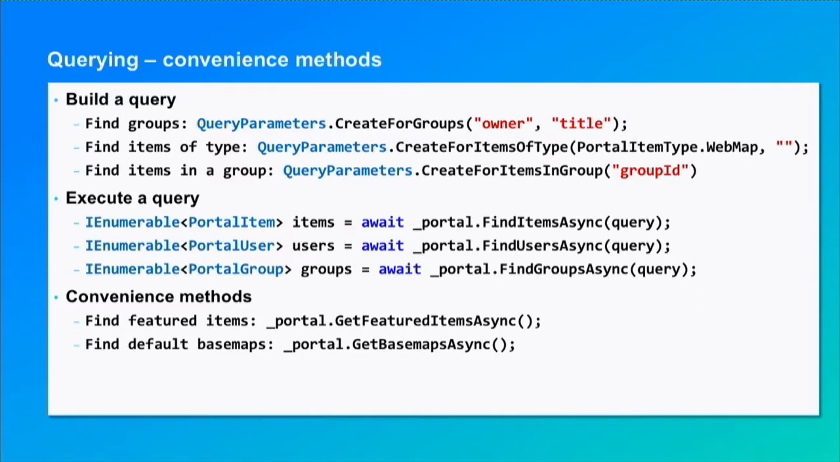You want to make sure that if you're querying for groups, you use the find groups async method and not the find users async, because it's not going to make sense. You want to make sure that you're searching for the right things, which again, is pretty intuitive and generally very easy.